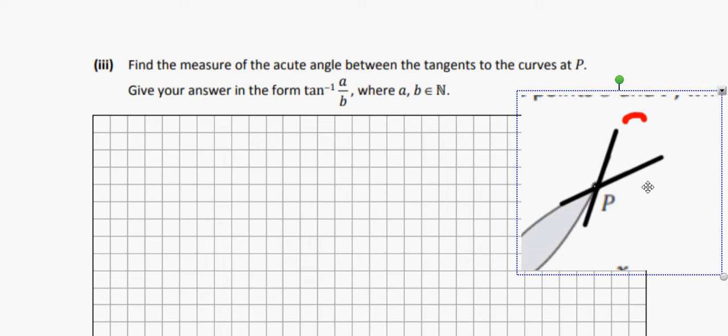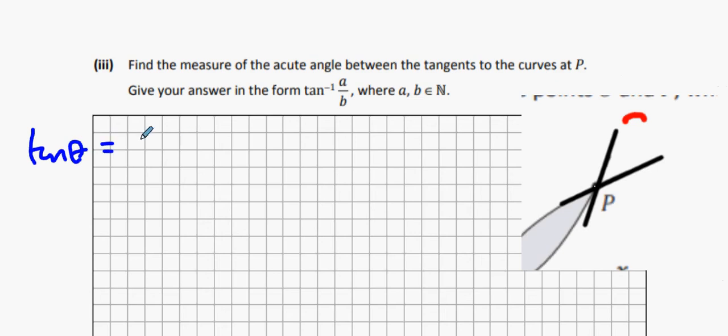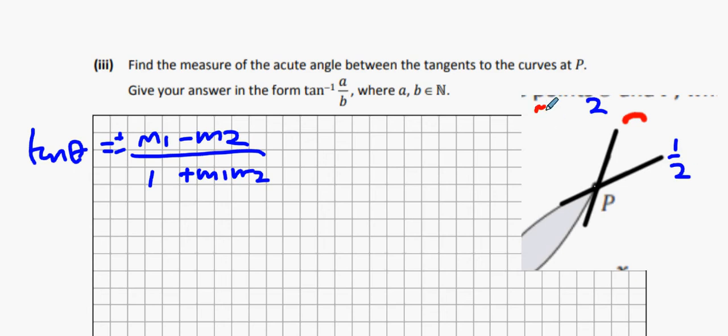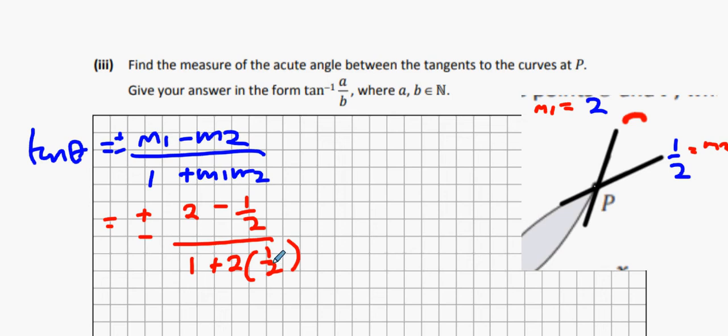Now, we're going to use the tan theta formula. Tan theta equals m1 plus or minus m1 minus m2 all over 1 plus m1 m2. Right, now what did we learn earlier? One of them was a slope of 2 and the other one's a slope of a half. So you can let that one equal m1 and this one equal m2, and what we're going to get is plus or minus 2 minus a half all over 1 plus 2 times a half. Throw that into your calculator, you're going to get tan theta equals plus or minus 3/4.